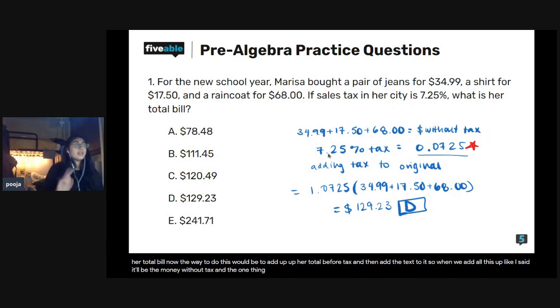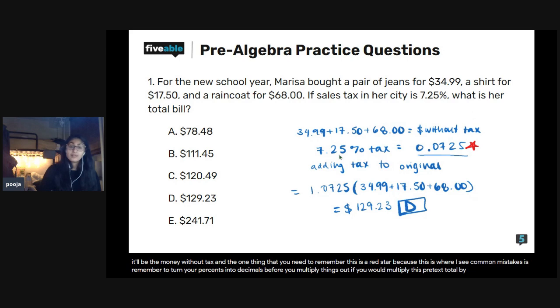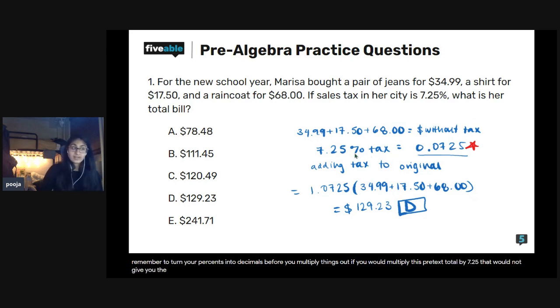And the one thing that you need to remember, this is a red star because this is where I see common mistakes, is remember to turn your percents into decimals before you multiply things out. If you would multiply this pre-tax total by 7.25, that would not give you the correct tax. You need to put it down to 0.0725. Remember, you got to move the decimal point 2 places to the left.